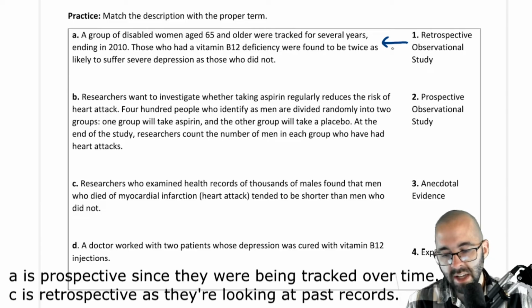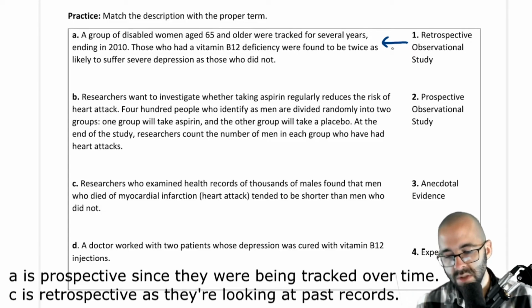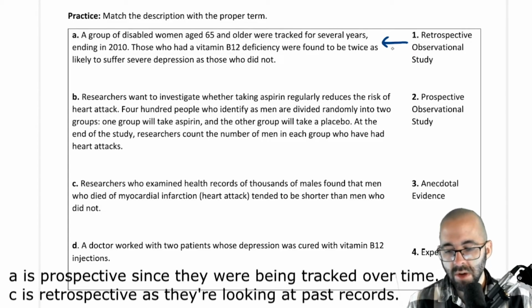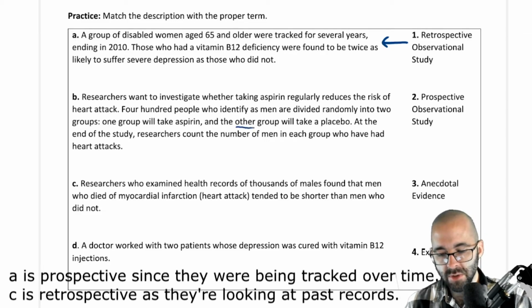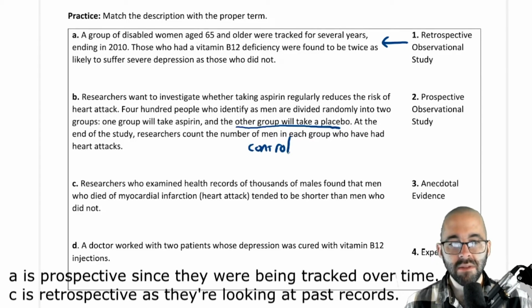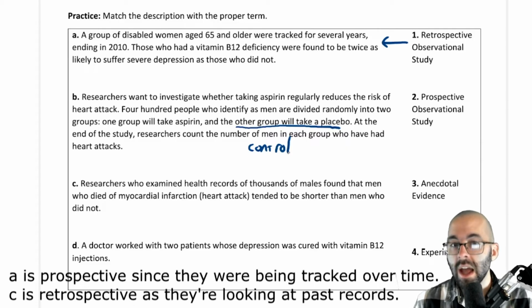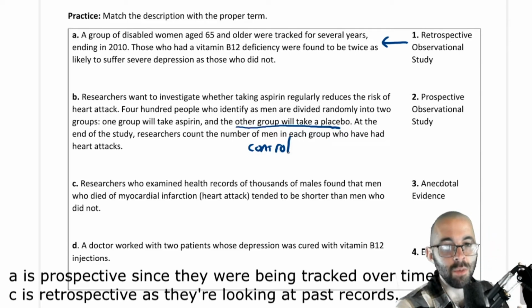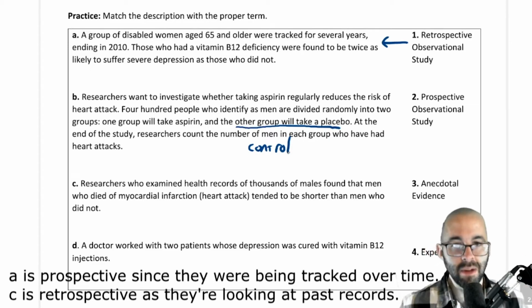Researchers want to investigate whether taking aspirin regularly reduces the risk of a heart attack. 400 people who identify as men are divided randomly into two groups. One group is going to take aspirin, and the other group is a placebo. This right here is the control group. If we're curious about how something is effective or not effective as a treatment, we have to compare people who get the treatment with a very similar and randomized group of people who do not get the treatment.